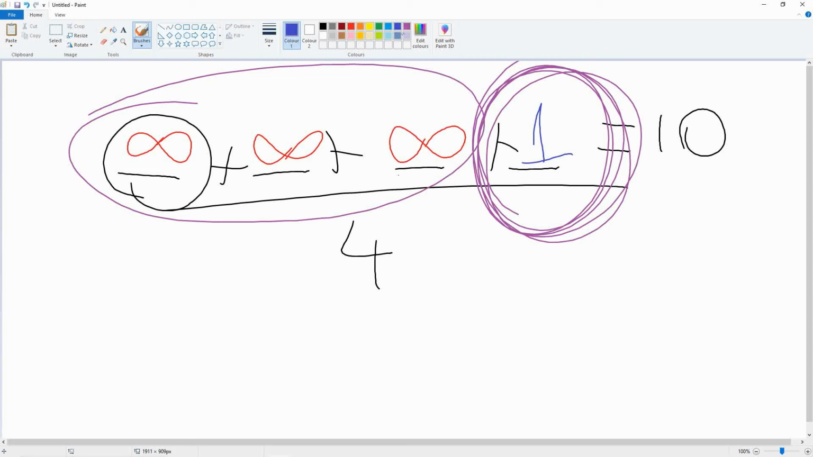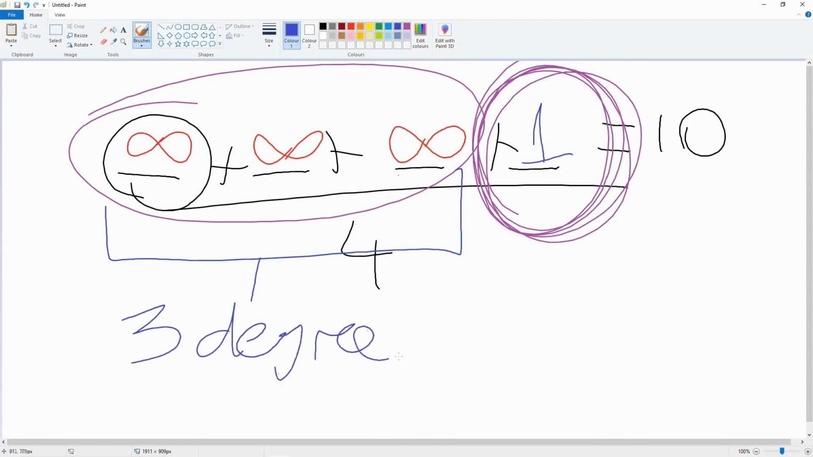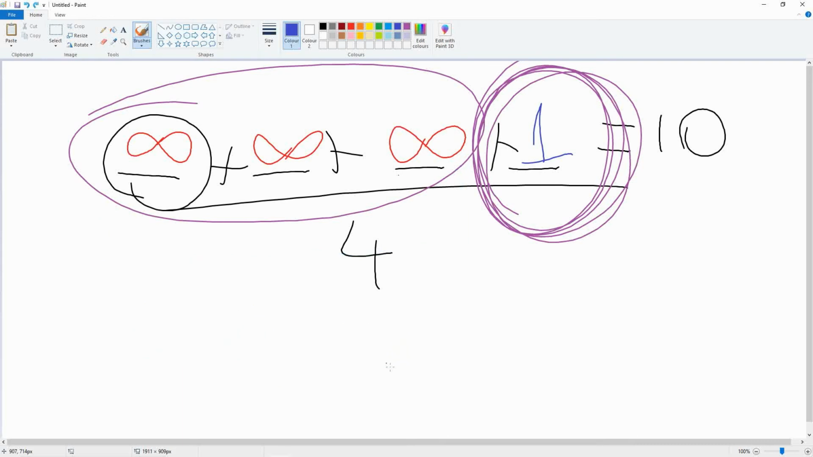What this means is that these 3 scores, if we call these scores degrees, then if I have 4 groups, 3 degrees have the freedom to take any value they like. So in other words, I have 3 degrees of freedom.